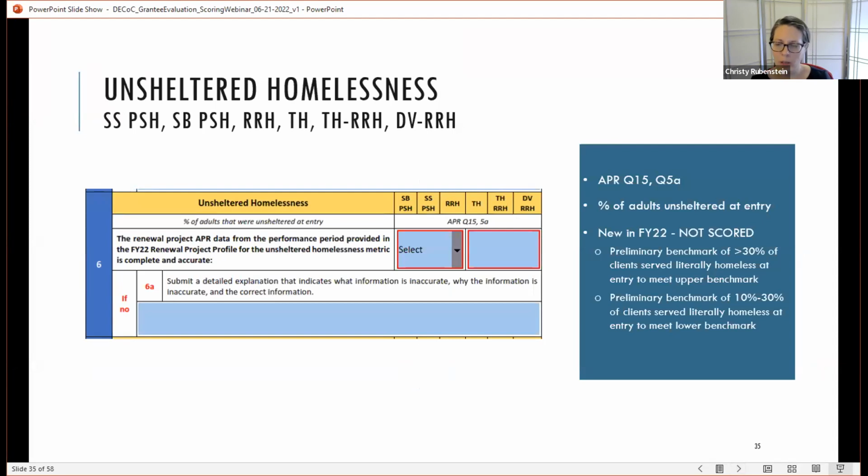Unsheltered, this is new in FY22, so it is not scored. But our preliminary benchmark is 30% of clients served were unsheltered. It says literally homeless, but it should be unsheltered homeless at entry. And this is question 15 on the APR. So really we're looking at folks entering from a place not meant for human habitation. And again, for all project types, we're kind of exploring what this will look like for the different project types this year.